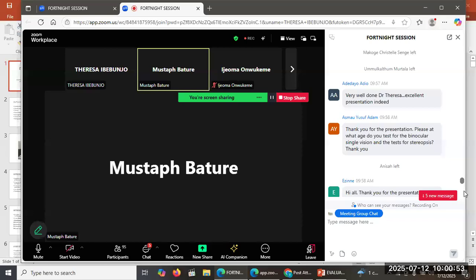But is it possible to do the cover test for the near? For near, yes, we're counting fingers. And I think during the presentation, you highlighted the importance of doing the cover and uncover test for distance and near. As you highlighted, intermediate exotropia has a larger angle of deviation at distance. Similarly, in near, accommodative esotropia may also be more manifest compared to distance.